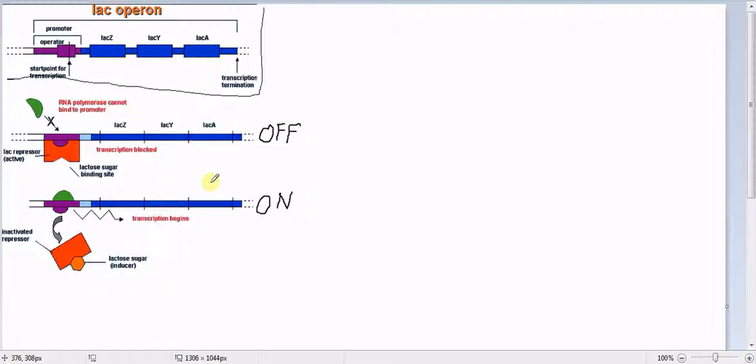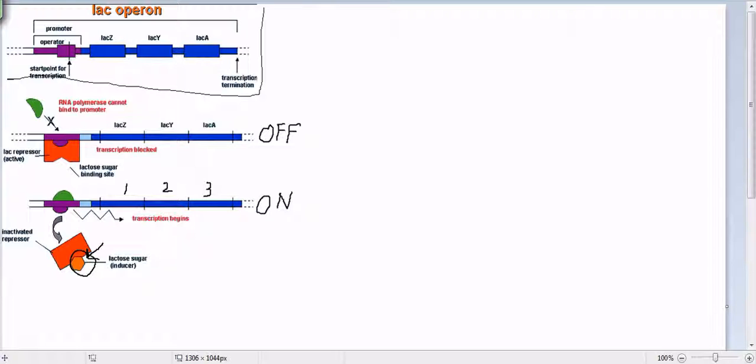Now another important thing to know is that the lac operon is only on when lactose is present. Right, so it's only on if lactose is present, and that makes sense because if it was on all the time, it would be producing these proteins all the time, and that would be a waste of resources for the body. If there's no lactose present in the body, then it's a waste to make these three proteins because they're just going to sit around and do nothing, and our body wants to be as efficient as possible.